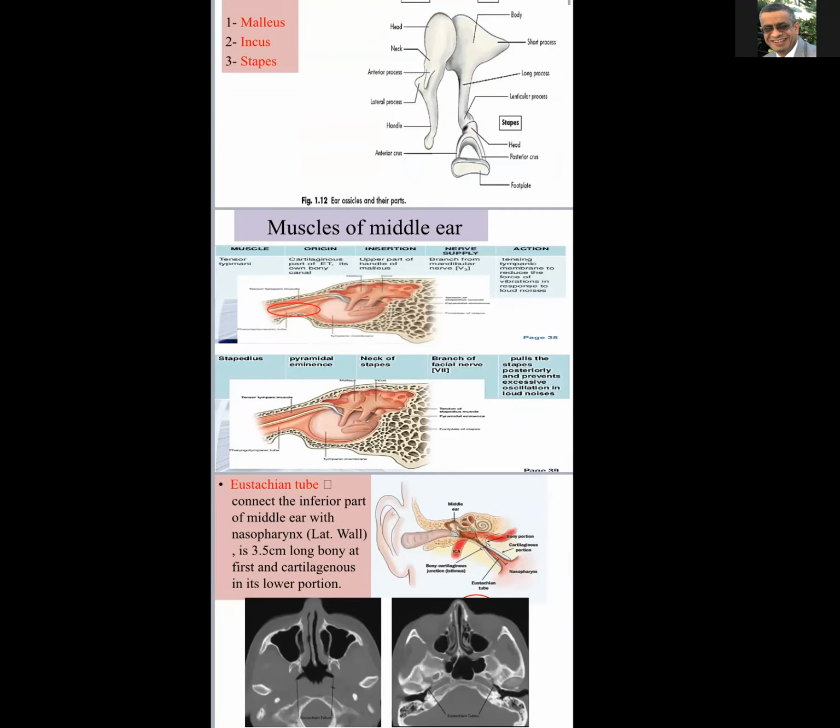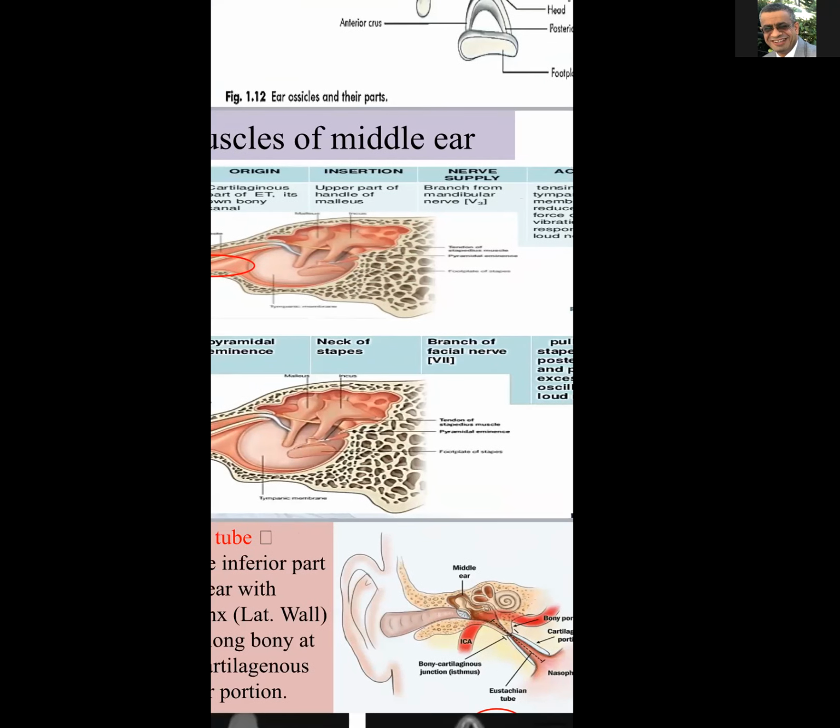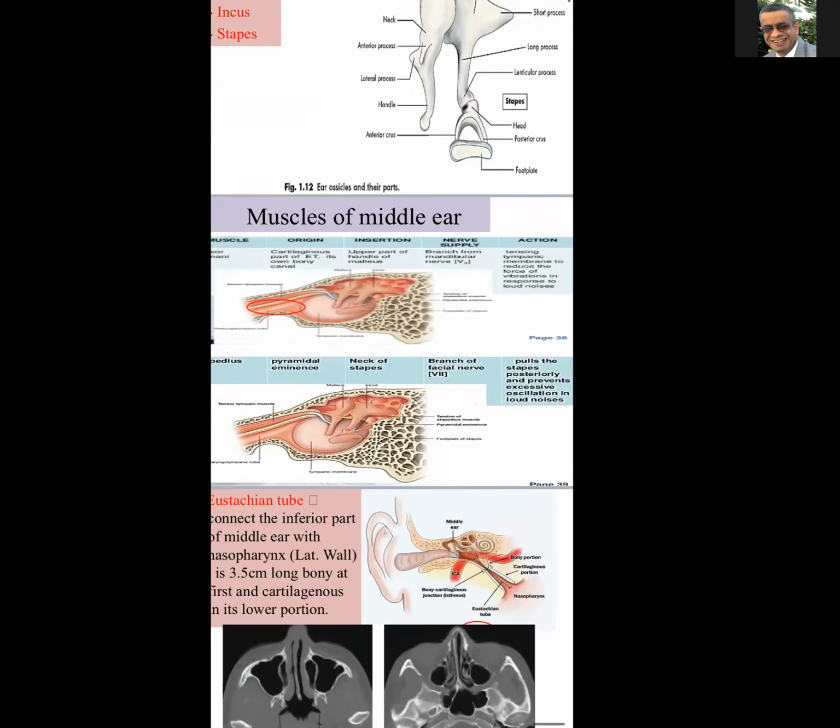The muscles of the middle ear: we have two muscles, the tensor tympani and the stapedius muscle. The tensor tympani originates from the cartilaginous part of the Eustachian tube and inserts in the upper part of the handle of the malleus. The action is tensing the tympanic membrane to reduce the force of vibration in response to loud noise. So it is a protective muscle.